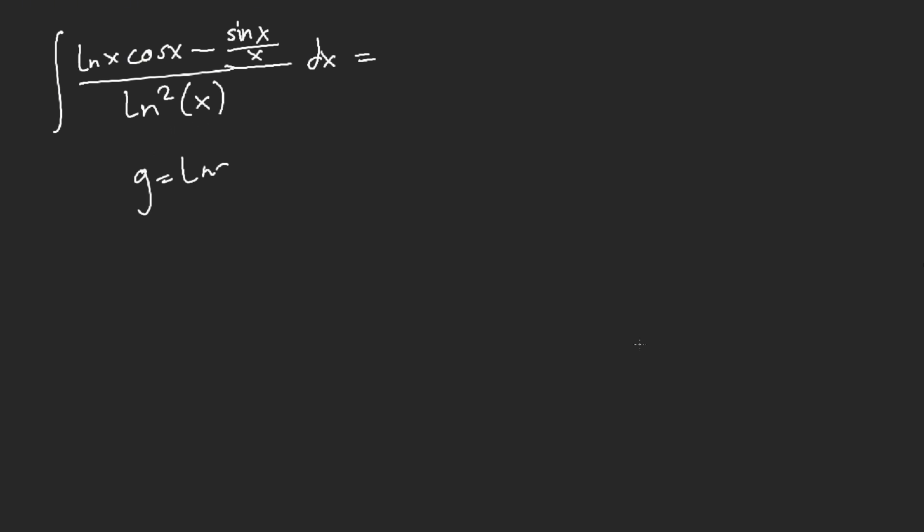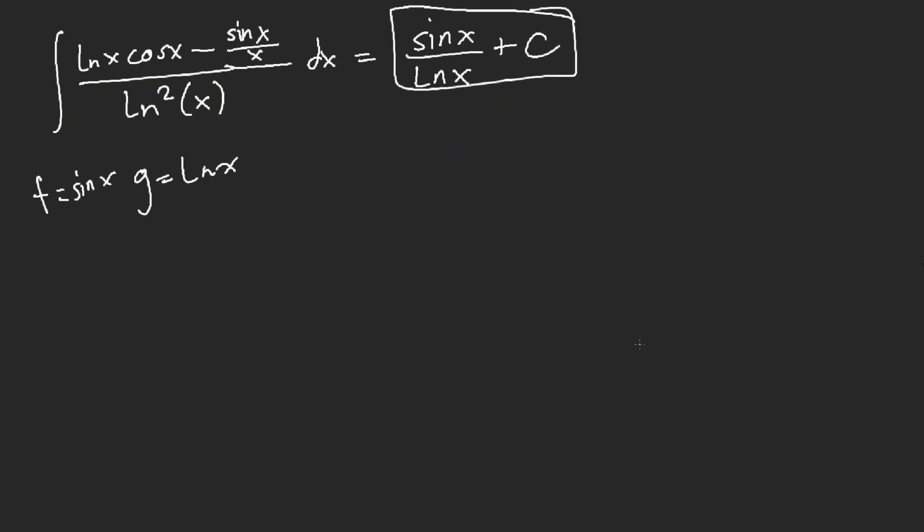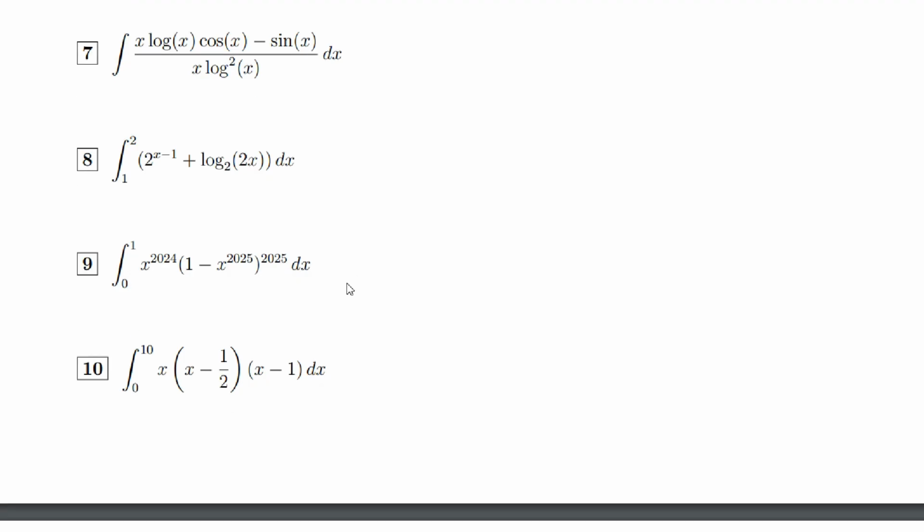And of course, what is g? g is ln of x. f is what? This is f prime g, right? Because in reverse quotient rule, it's f prime g minus f g prime. In this case, f prime is cosine, therefore f is sine of x. And so that's where my answer is sine of x over ln of x plus c. And that's the answer here, right?